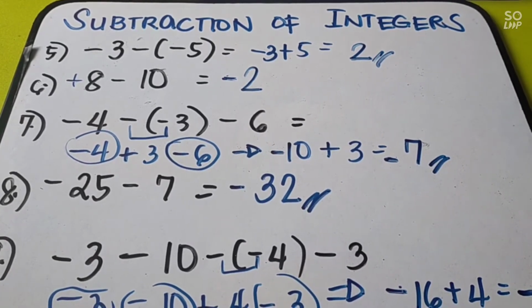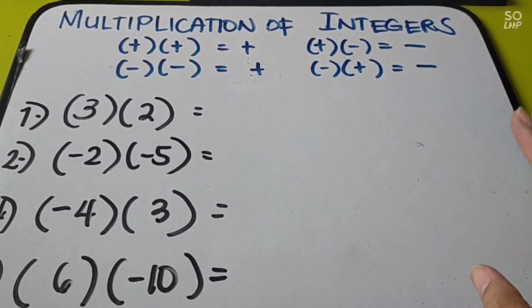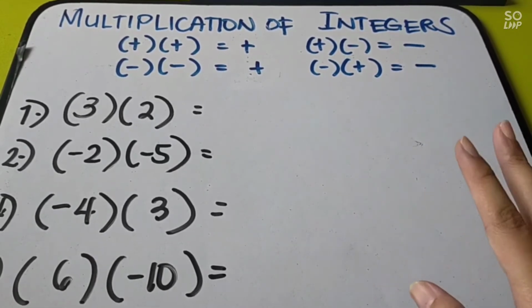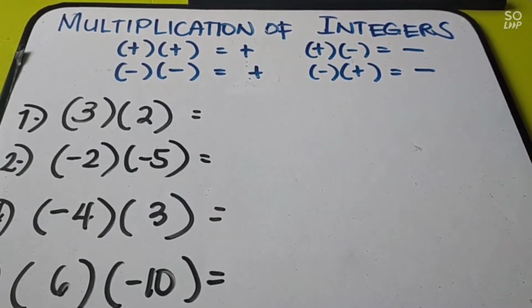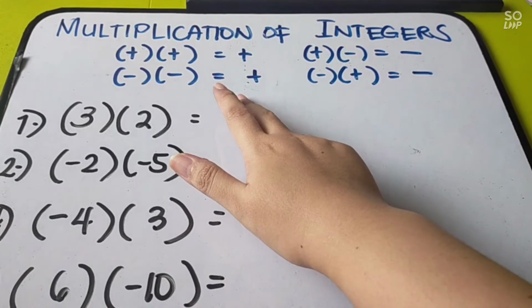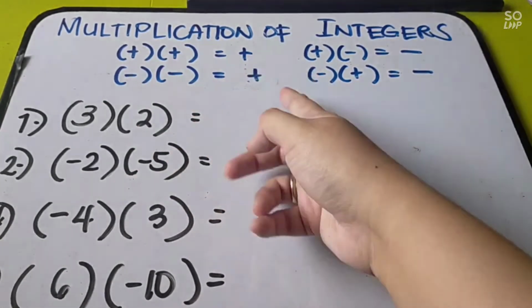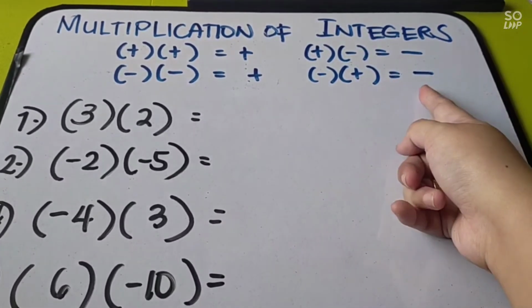So, let us move with multiplication. Multiplication of integers. So, sa multiplication of integers, meron tayong ibang rules. Hindi mo na dito pwedeng i-rule si same sign, add and keep, and blah blah blah. So, ito na yung bagong rules niya. Madali lang naman ito. Tatandaan nyo lang na kapag parehas ang sign niya na minumultiply, always positive. Pag different ang sign niya na minumultiply, always negative.